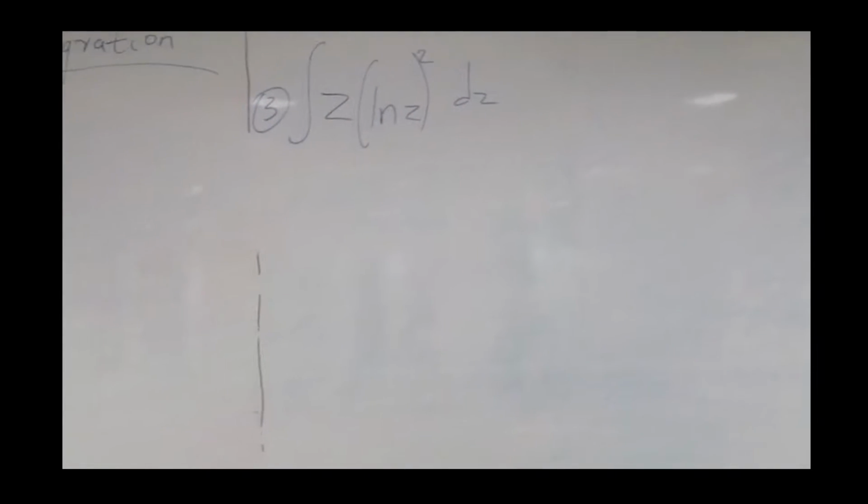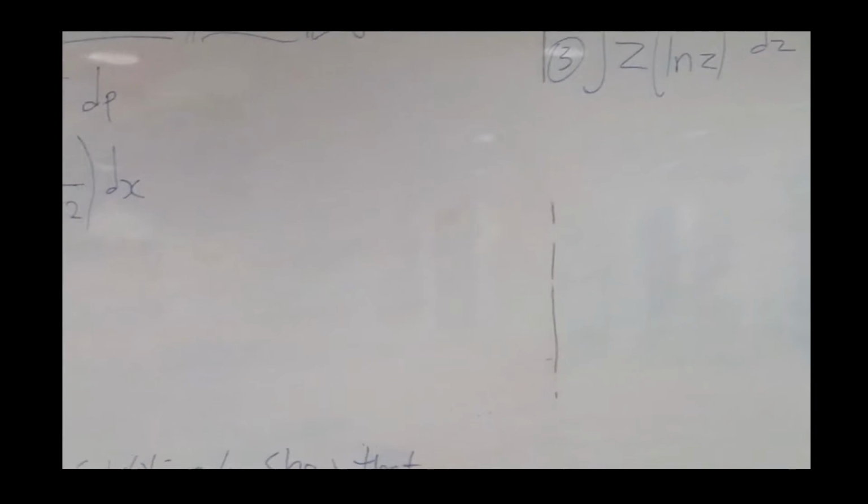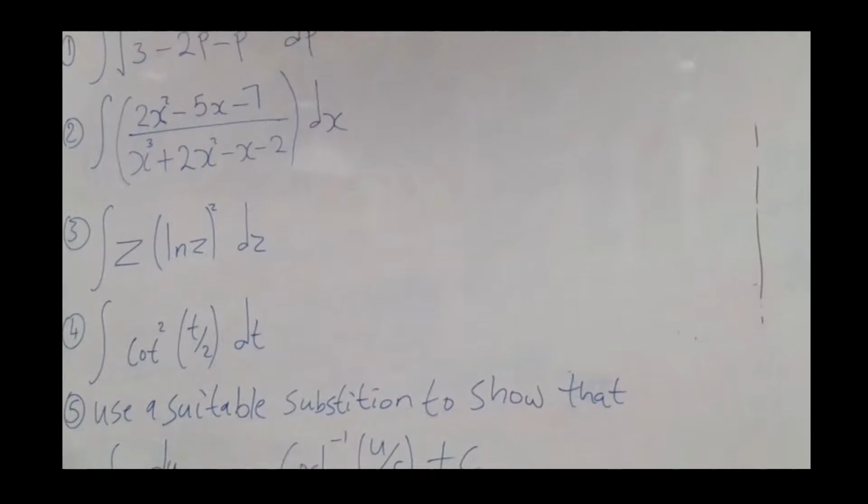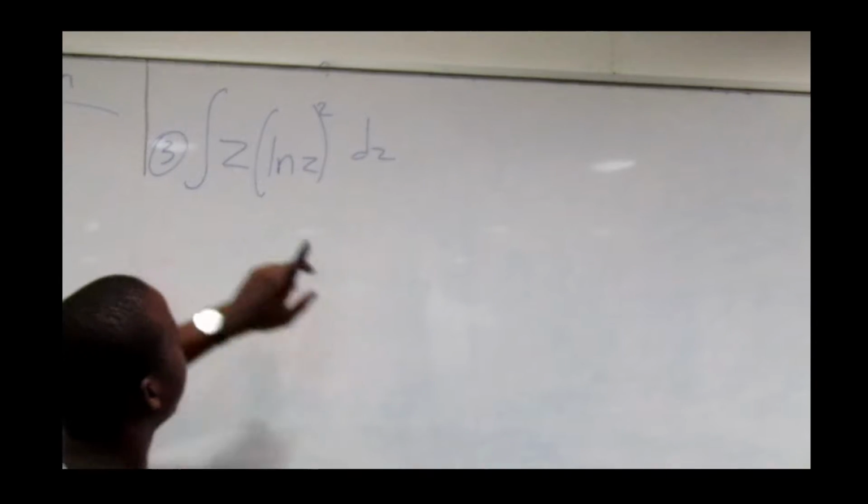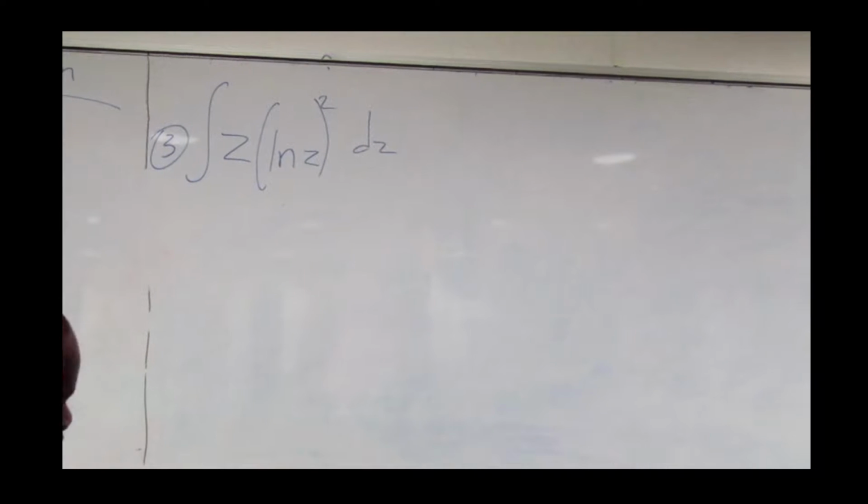Yeah guys, now I'm doing integration by parts. It says the integral of z times (ln z) the whole squared dz. How do we integrate by parts?